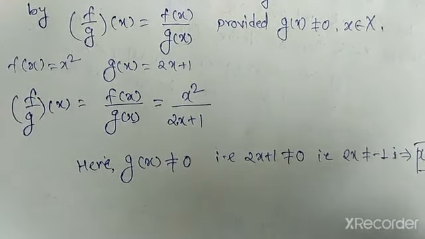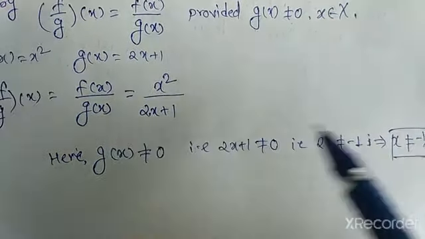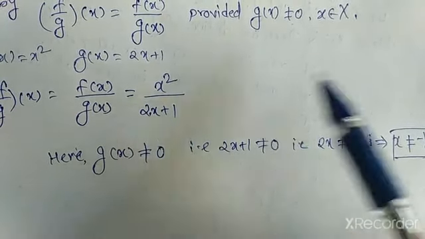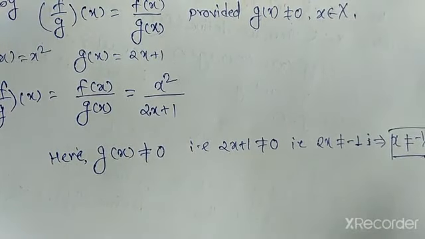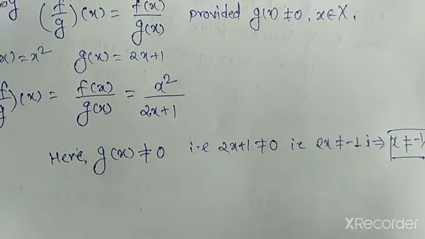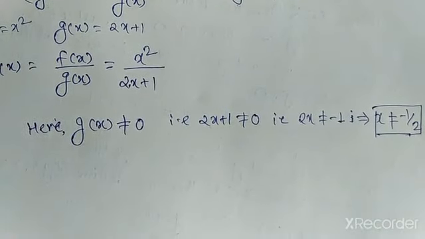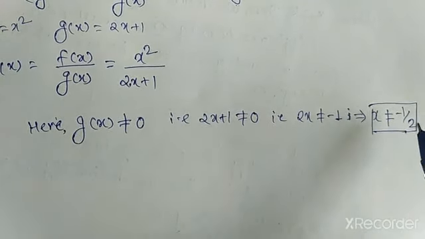So that it will be a function. For x equal to minus 1/2, the denominator will be 0 and it will be infinity, so the function will not be defined. So here we have a condition that x is not equal to minus 1/2.